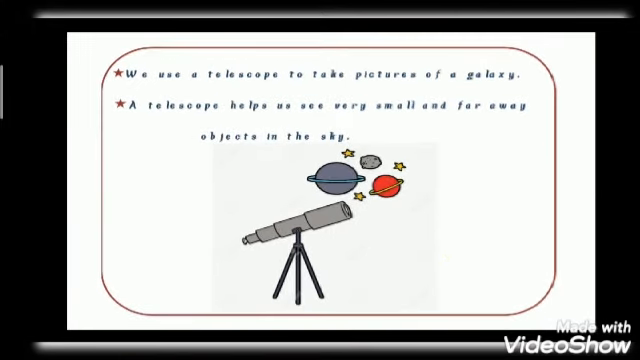Telescope can do what? Help us see very small and far objects. So we use telescope to see very small and far objects in the sky. If we need to see the small and far object in the sky, use telescope.